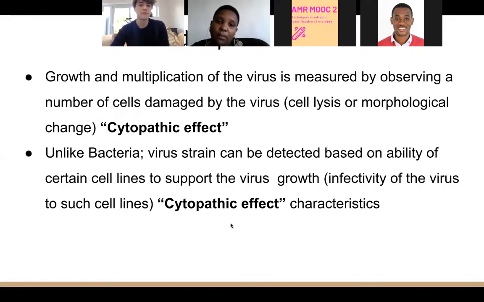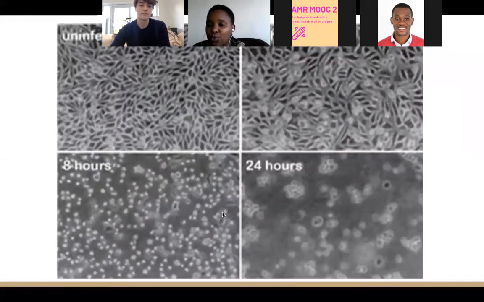Then coming to virus identification, it's also different, because in viruses, we don't have colonies. So for viruses, what we tend to do is to observe the effects brought by the virus growth in cells or in an organism which is susceptible to the virus. So if, for instance, you have used cell lines, you observe the characteristics of the cell line before you grow your virus. And then after you grow your virus, you can observe the differences.